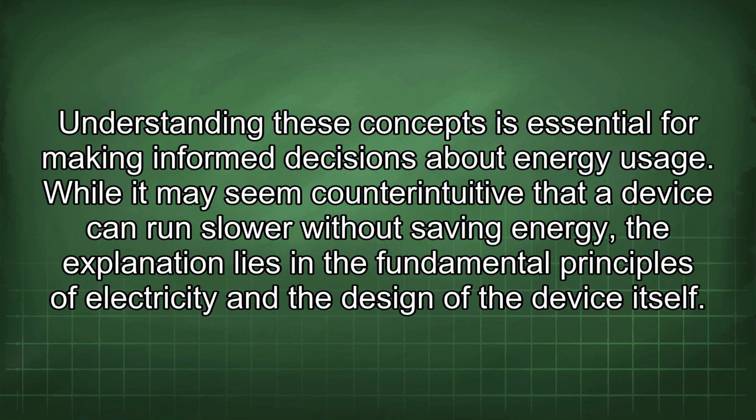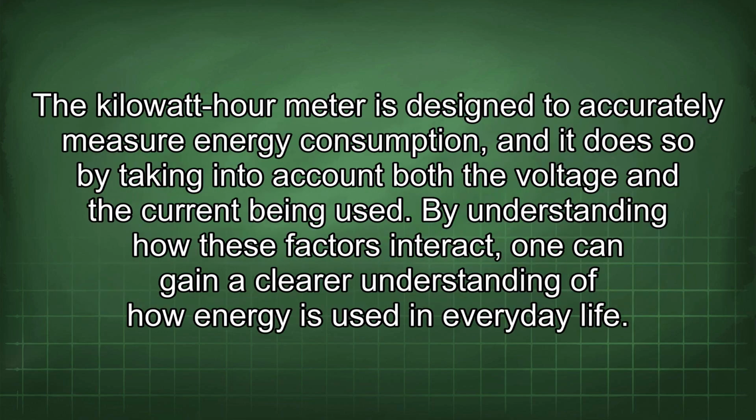Understanding these concepts is essential for making informed decisions about energy usage. While it may seem counterintuitive that a device can run slower without saving energy, the explanation lies in the fundamental principles of electricity and the design of the device itself. The kilowatt-hour meter is designed to accurately measure energy consumption, and it does so by taking into account both the voltage and the current being used. By understanding how these factors interact, one can gain a clearer understanding of how energy is used in everyday life.